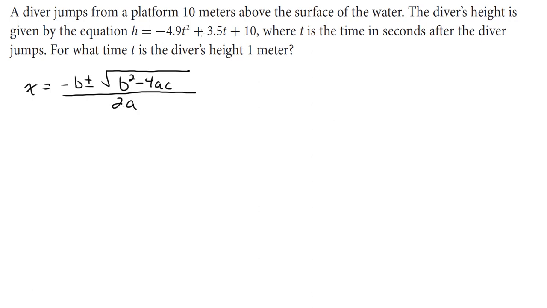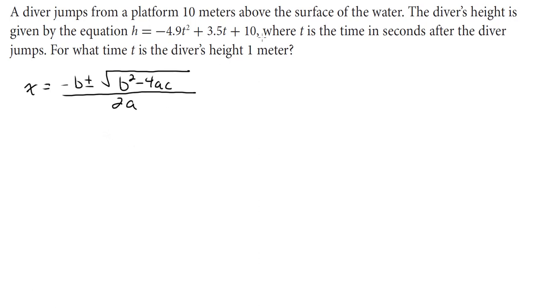It says a diver jumps from a platform 10 meters above the surface of the water. The diver's height is given by the equation h equals negative 4.9 t squared plus 3.5 t plus 10, where t is the time in seconds after the diver jumps. For what time t is the diver's height 1 meter?